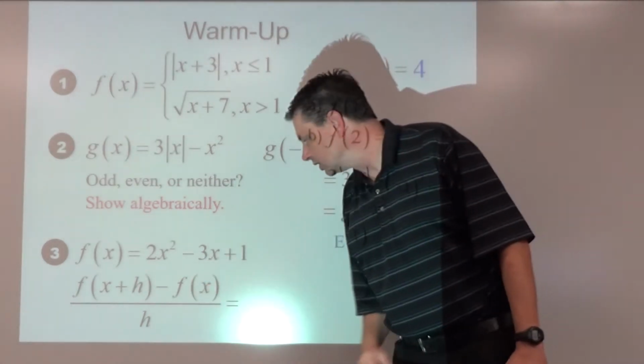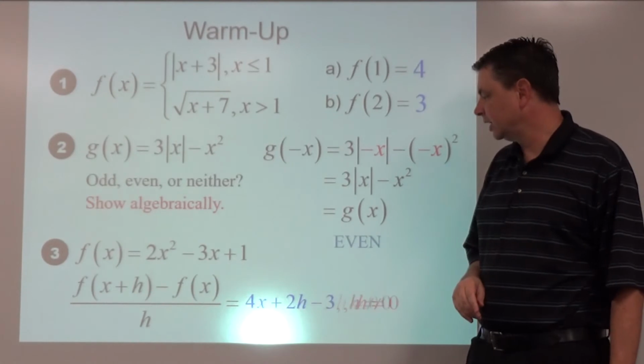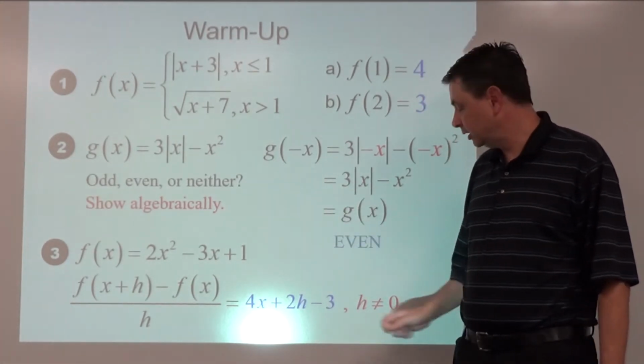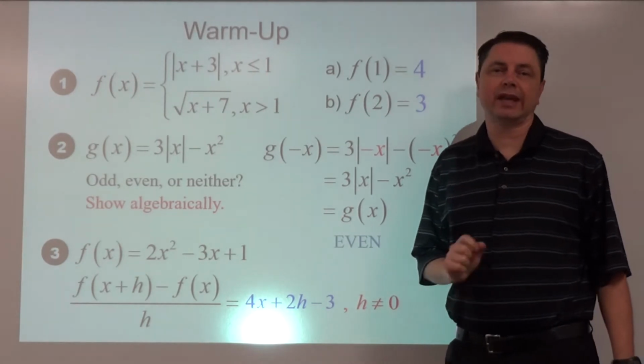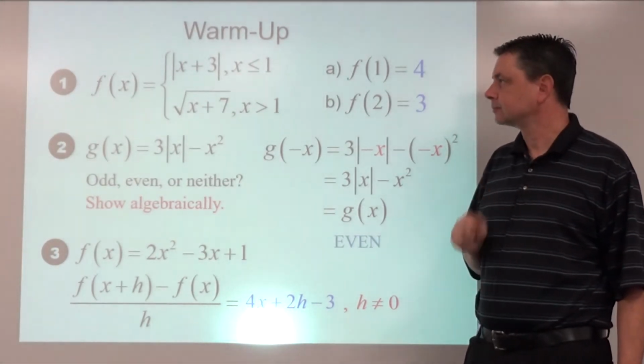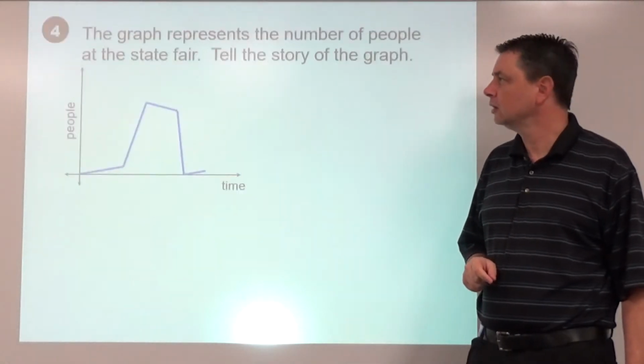And practice on the difference quotient. You would get 4x plus 2h minus 3 under the condition that h cannot be 0, since we cannot divide by 0. Here's problem number 4.